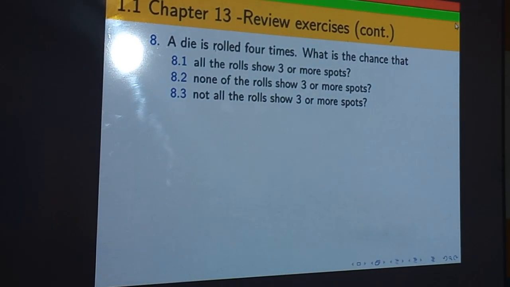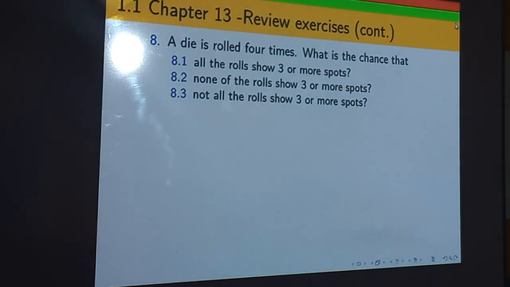How can we answer this question? Number all the rows. Each time the number should be 3 or more. A dice is rolled four times, and each time it has to be three or more.